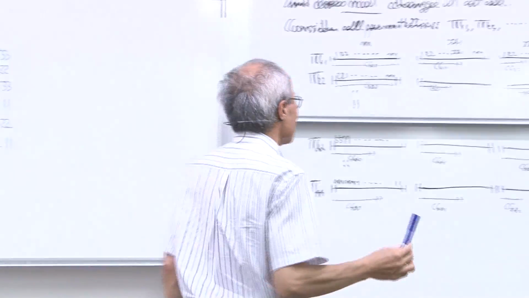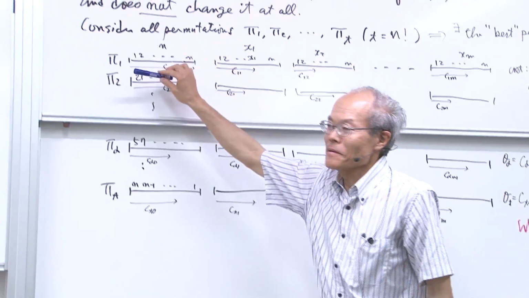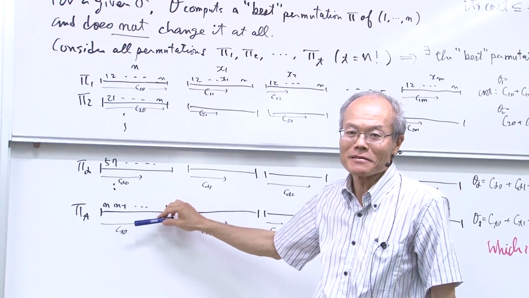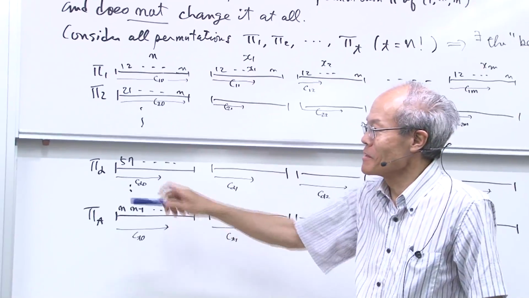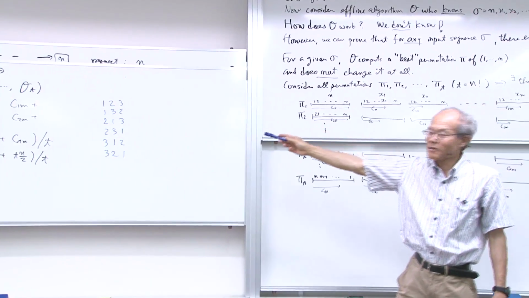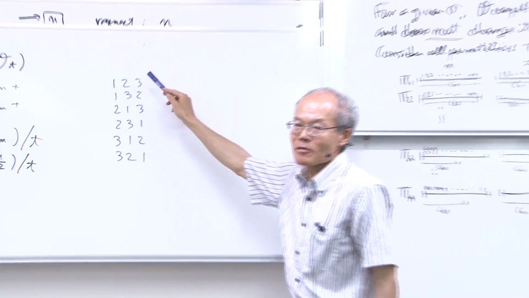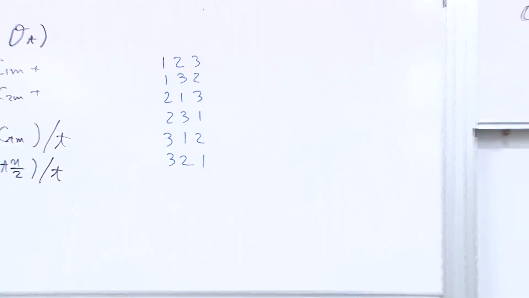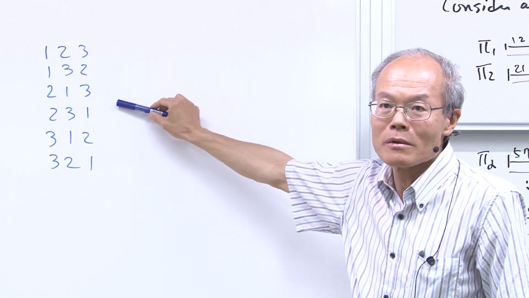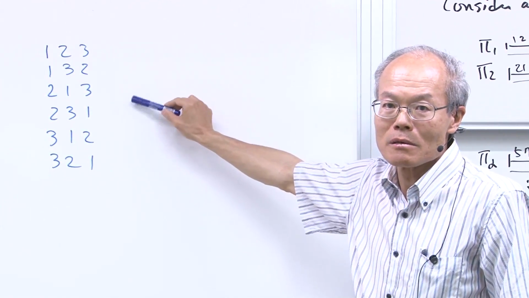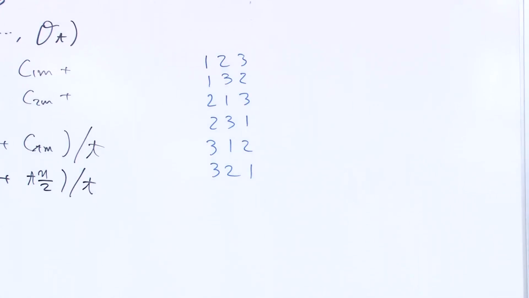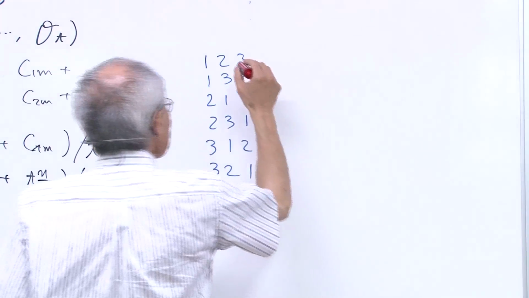Okay. This is all permutations of length n. That is just all permutations of length 3. Okay. So this permutation just looks like this. So what is the request? Request is 3.